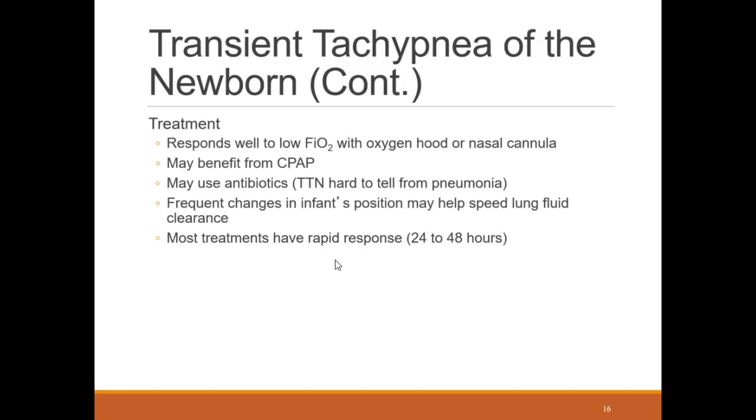The other recommendation is changing the patient's position to help speed up that fluid clearance. Usually babies respond pretty well to either no treatment or whatever treatments we end up doing, and they usually work their way out of this within 24 to 48 hours. So typically with TTN, if the baby's still exhibiting symptoms past 72 hours, then it probably isn't TTN, and you would look at other possible diagnoses.